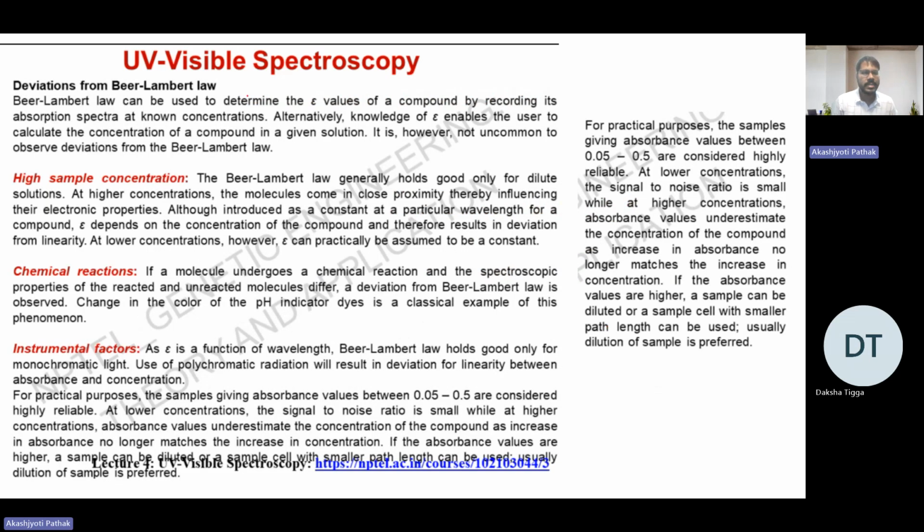Now there are certain cases where you can get deviations from the Beer-Lambert law. The Beer-Lambert law can be used to determine the epsilon values, depending on where you are having the maximum wave absorption. The wavelength at which you get the maximum absorption is lambda max, and this lambda max corresponds to a particular molar extinction coefficient. Alternatively, the knowledge of this molar extinction coefficient enables the user to calculate the concentration of a compound in a given solution. It is, however, not uncommon to observe deviation from the Beer-Lambert law.